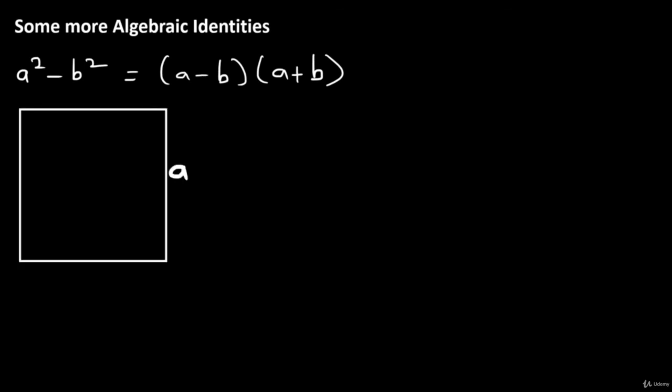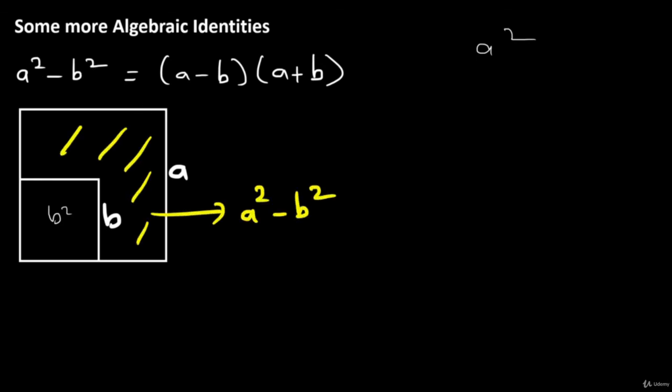Now over here I have a square of side a and I have another square of side b inside this square. Now you can refer to the section in geometry. The area of a square of side a is a square. So this whole part would be a square and this part would be b square because this square is of side b. Now a square minus b square then would be this shaded region, right?